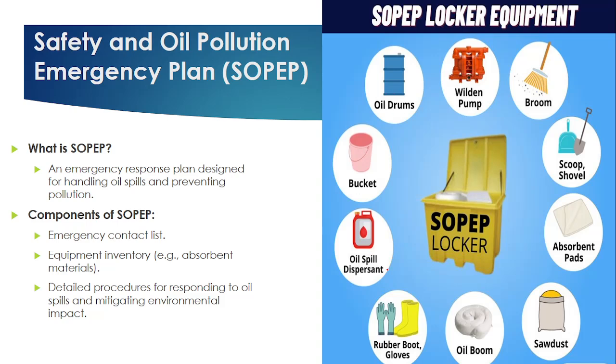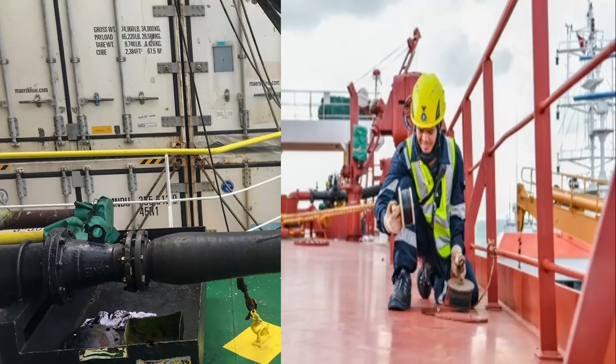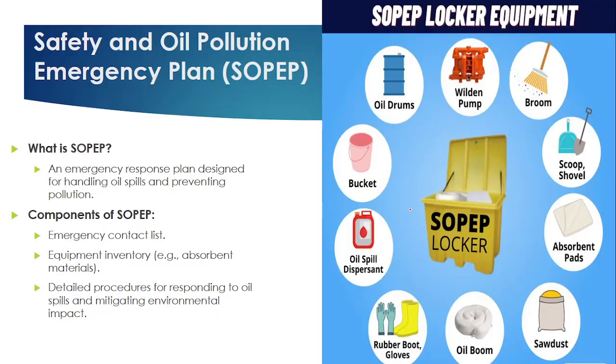So these are the equipment contained in the SOPEP locker, which you need to place near the bunkering station. As I told you, you need to keep the SOPEP equipment here so that if anything happens, you can take quick action. And the third important thing is that you should have a properly trained crew, who should know what action needs to be taken in an oil pollution.